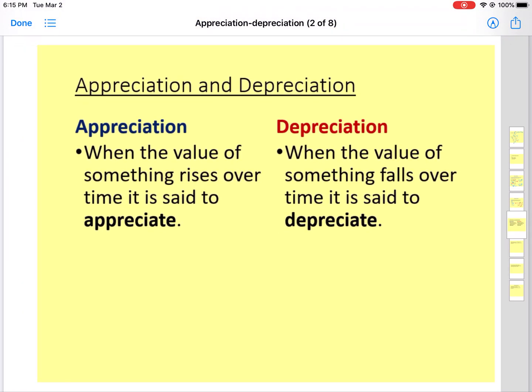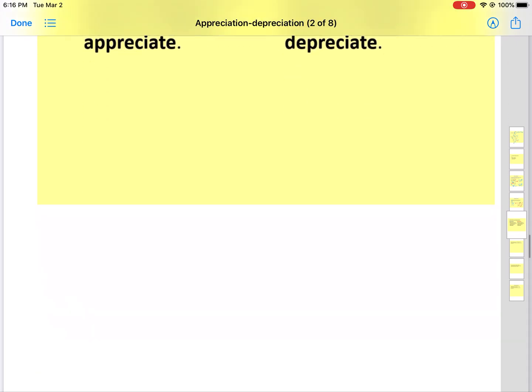Two definitions before we go on. Appreciation is when the value of something rises over time, and depreciation is when the value of something falls over time. So if a painting appreciates over time, we'll be adding on the percentage that we're given. If we're told it depreciates, then we're taking away the percentage that we're given. Take a wee snapshot or a wee note of that just to remind you as you do the next questions and the ones in the worksheet as well.